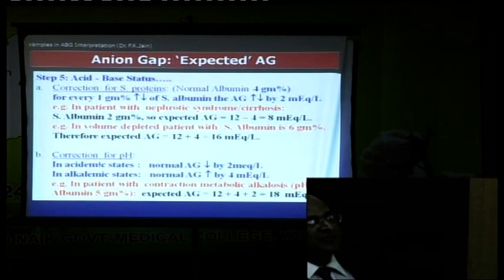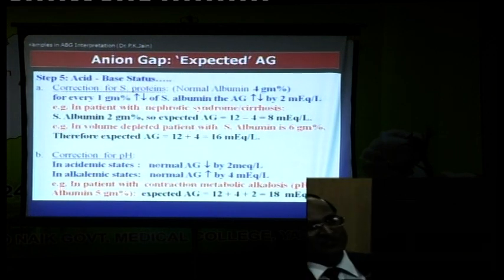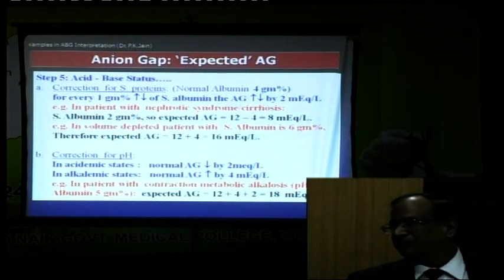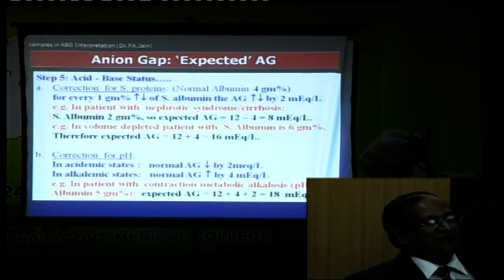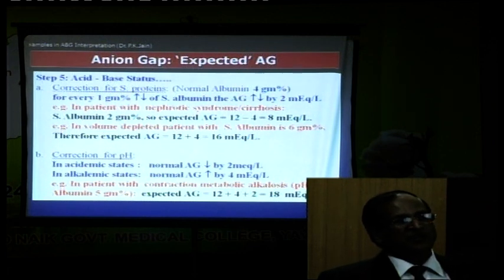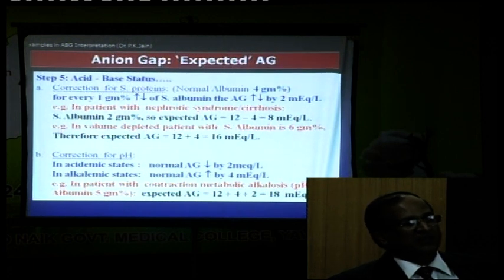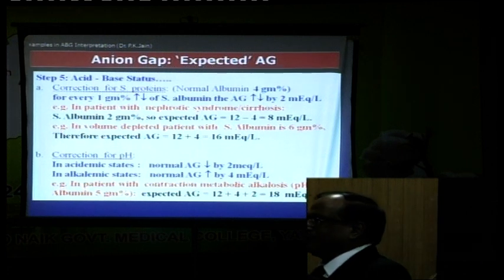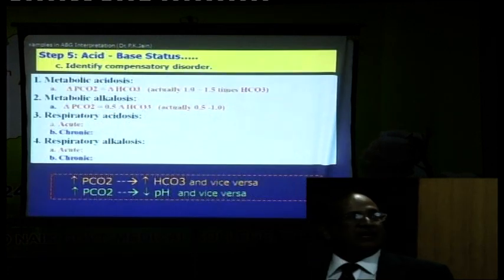Now suppose there is a patient with acidosis and alkalosis. Acidosis decreases it by 2, alkalosis increases it by 4. You've got to just learn these by heart. The patient has contraction, metabolic alkalosis, pH is 7.5, albumin is 5. What will I do? Start with 12, alkalosis add 4, albumin is increased by 1, so plus 2, it becomes 18. That's how I have expected, and actually I need to compare with that value.